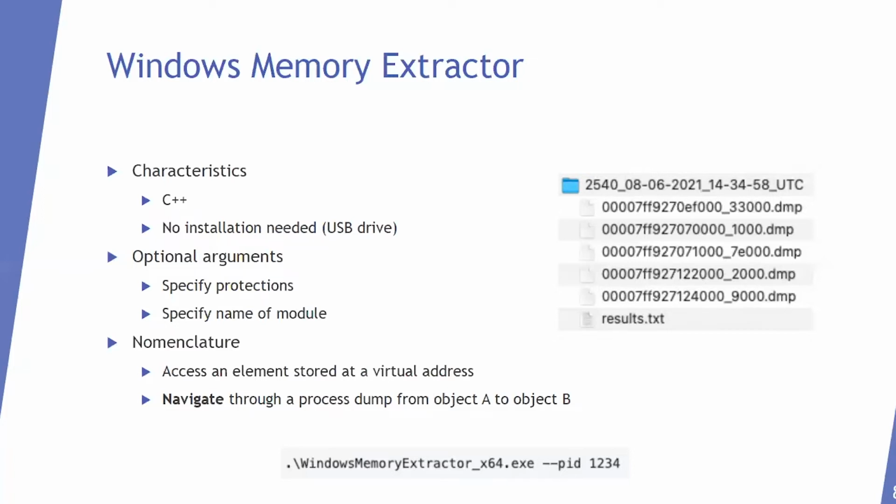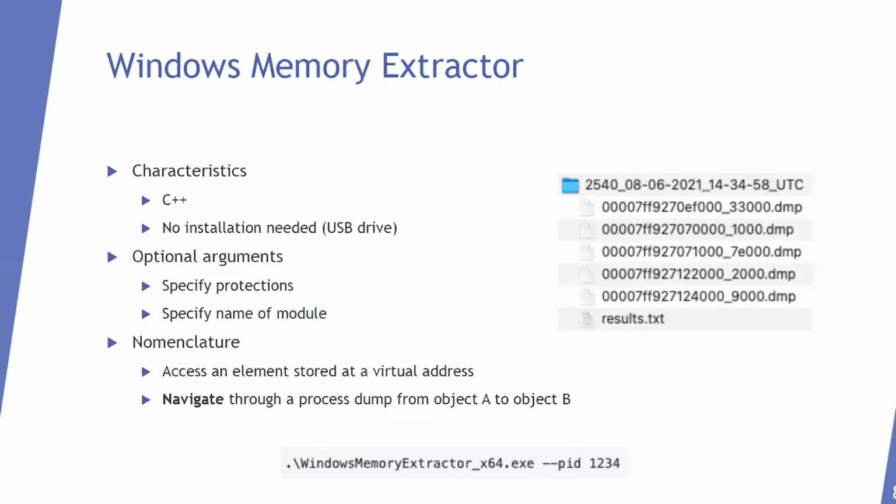On the right side of the slide, we can see an output generated with this tool, which is a directory that contains several files with the DMP extension. Each DMP file corresponds with a memory region, and their nomenclature is as follows. First, the virtual memory address where the memory region starts is indicated, followed by an underscore that acts as a separator, and followed by the size of the memory region.